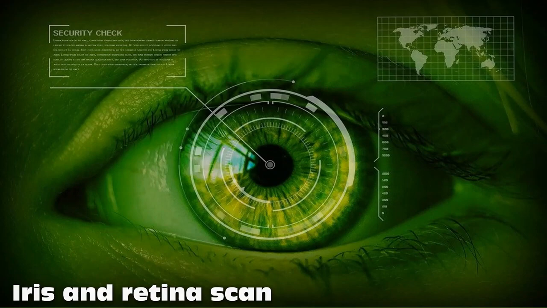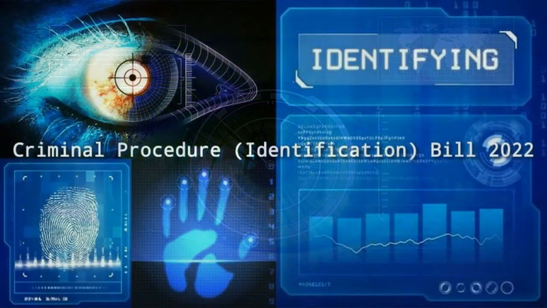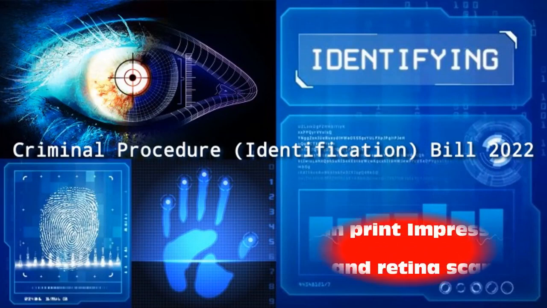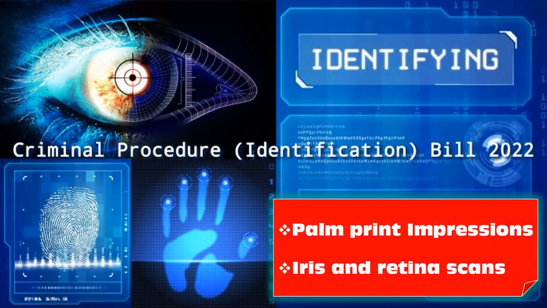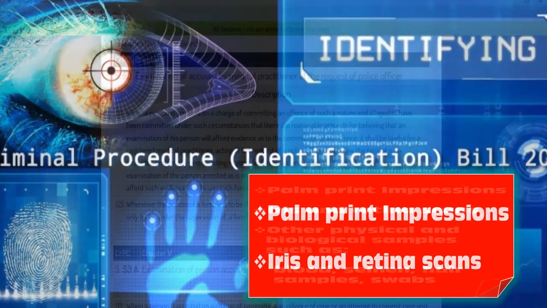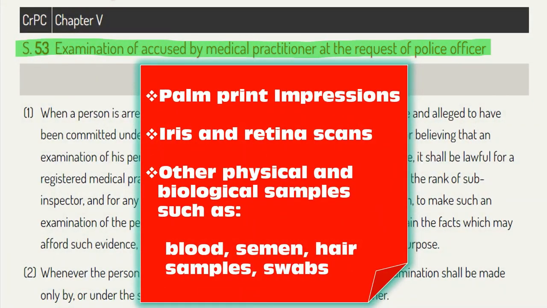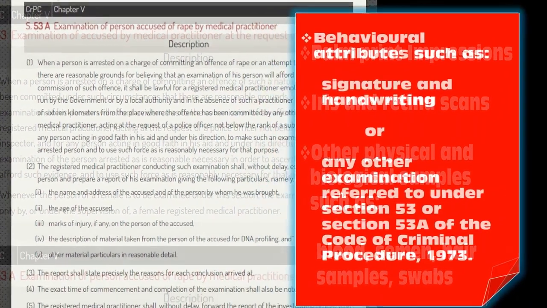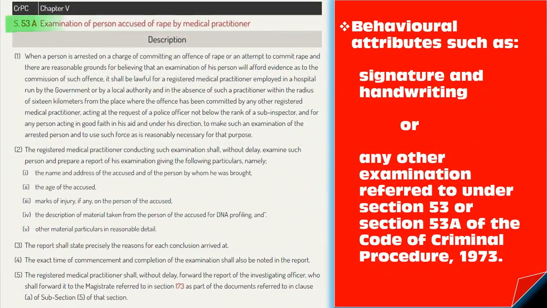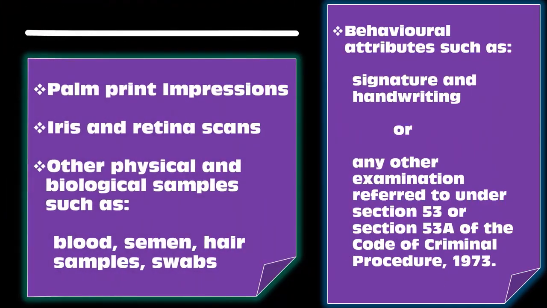In line with it, the bill expands the list of details that the authorities can collect in addition to photos, footprints and fingerprints. These are palm print impressions, iris and retina scans, other physical and biological samples such as blood, semen, hair samples and swabs, behavioral attributes such as signature and handwriting, or any other examination referred to under Section 53 or Section 53A of the Code of Criminal Procedure 1973.